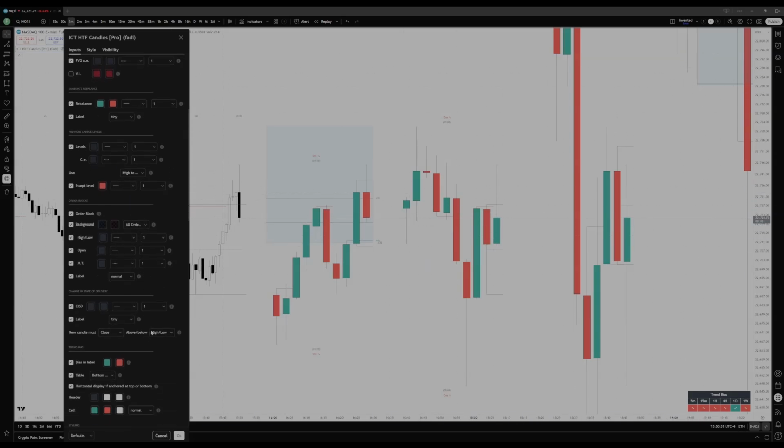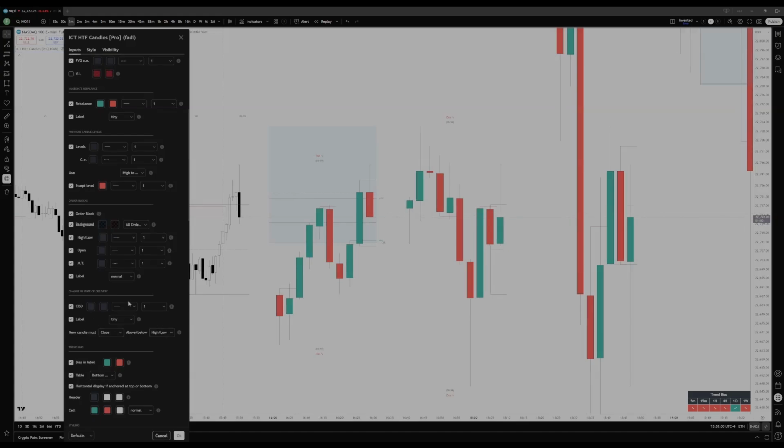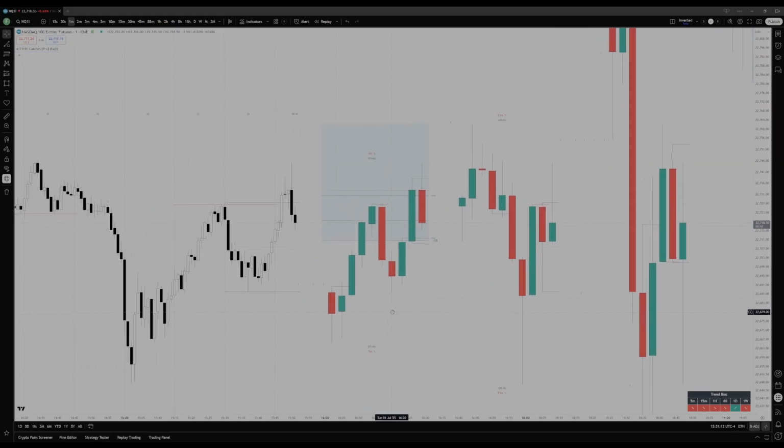The next section is change in state of delivery. A change in state of delivery is based on the idea that every up candle is going to support price moving lower and every down candle is going to support the price moving higher. For example, as the price moves higher over here, this down candle is going to push those candles higher. And over here, the down candle is going to push the price action higher.